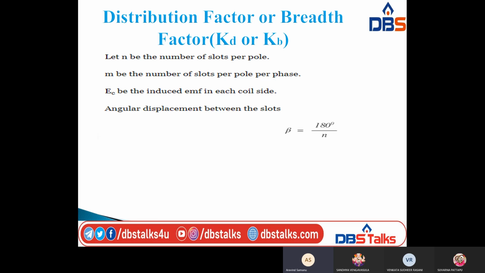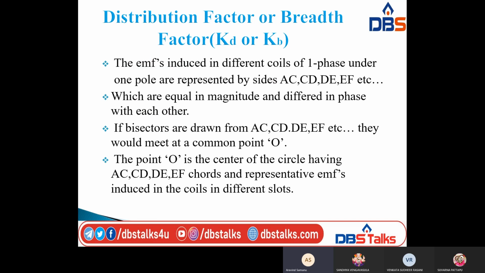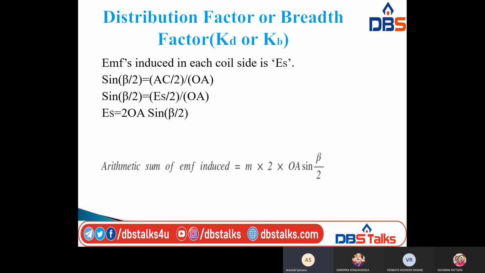And next we have this one. I already said that the EMFs induced in different coils of a single phase under one pole are represented by sides AC, CD, DE, EF. I already said these points. And the point O is the center of the circle having AC, CD, DE, EF as chords, and these represent the EMFs induced in the coils in different slots, that is the ES. And the EMF induced in each coil side is ES, I already said.